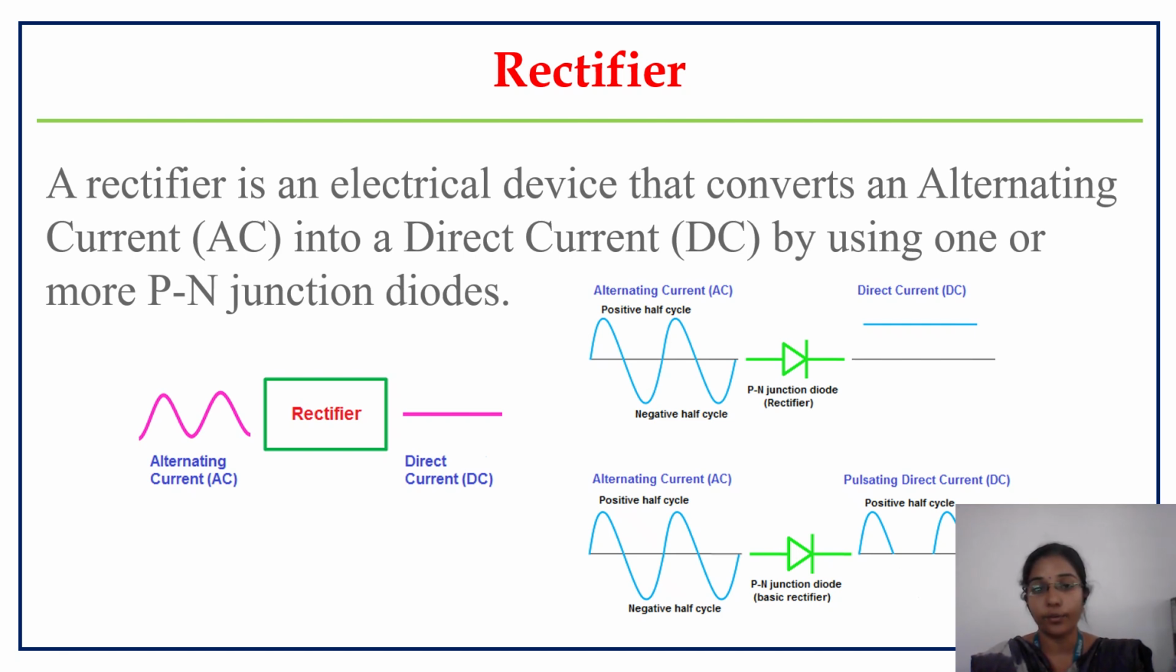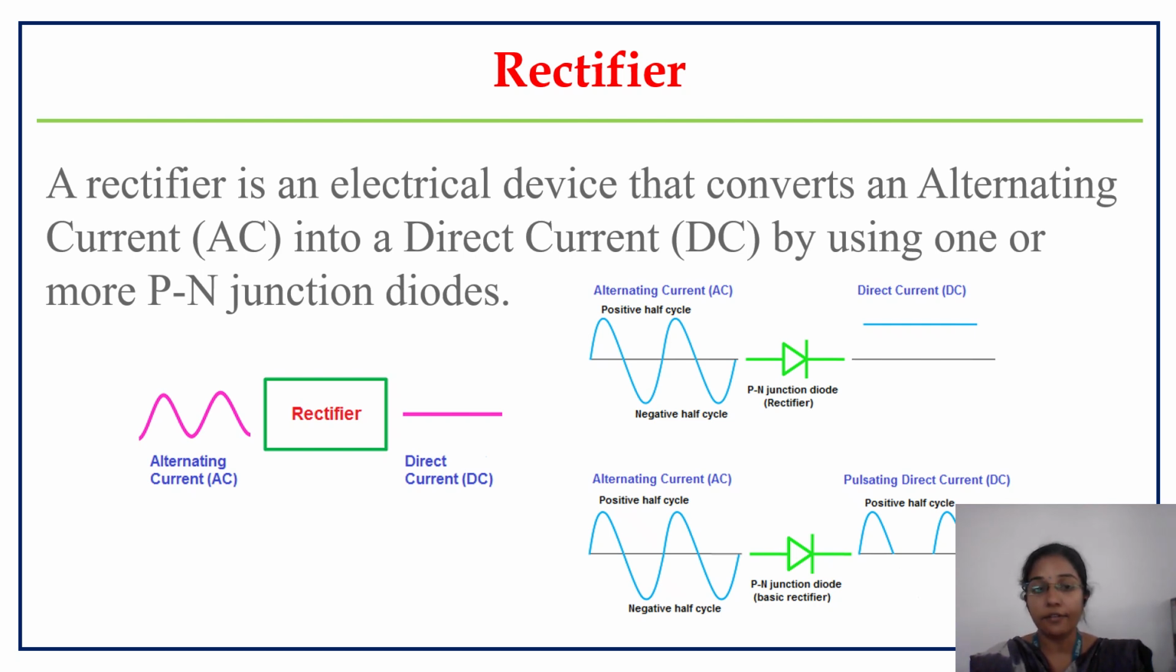This alternating current is converted into a direct current by the use of a PN junction diode, where the diode conducts in forward bias and does not conduct in reverse bias. Due to this property, the diode gives either a pure DC or a pulsating DC at the output for a given input signal. So an AC signal is given to a rectifier circuit, which gives a direct current.